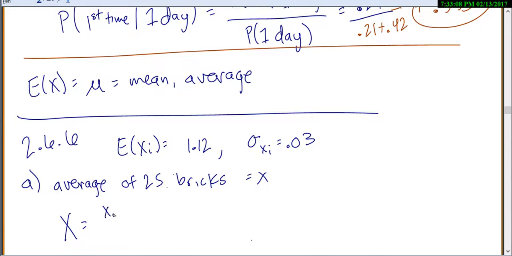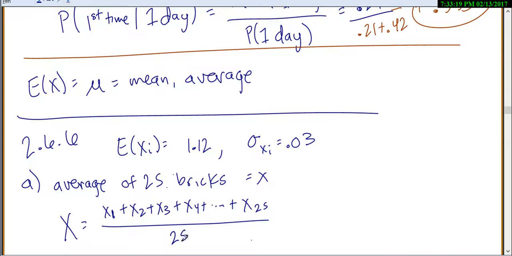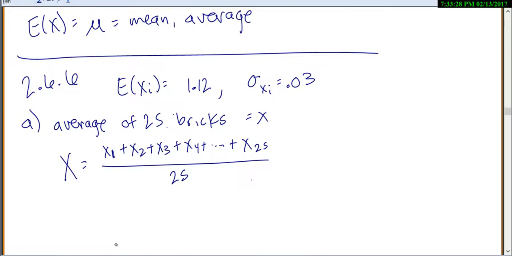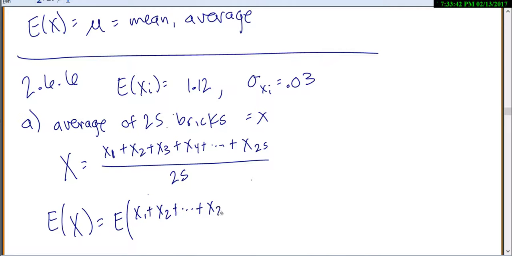So how would you actually get x? To find the average, I'd have to do x1 plus x2 plus x3 plus x4 plus dot dot dot plus x25 all over 25, right? And then how would you find that expected value? So it would have to be the expected value of, again, x1 plus x2 plus up to x25 over 25. Okay. Now this divided by 25, can I just pull that straight out?